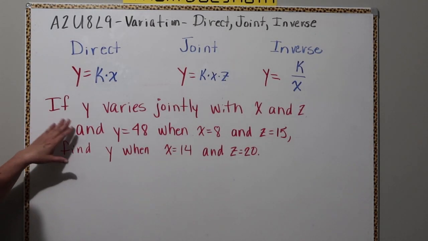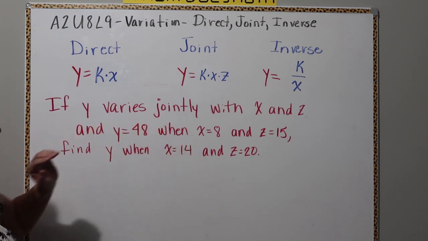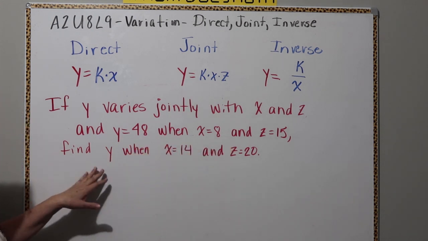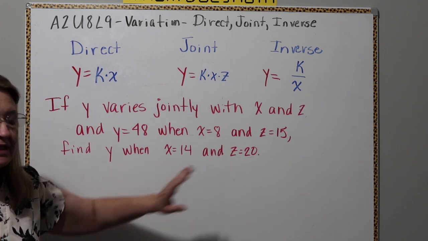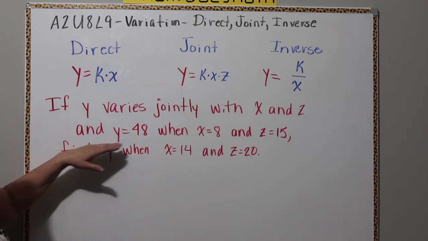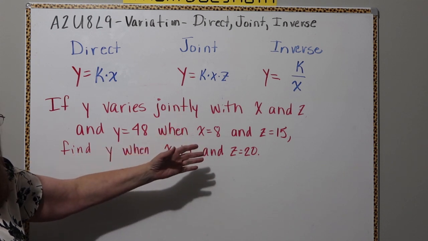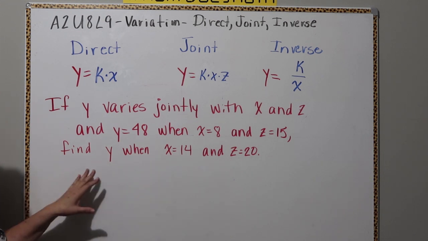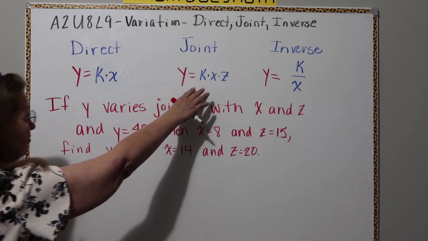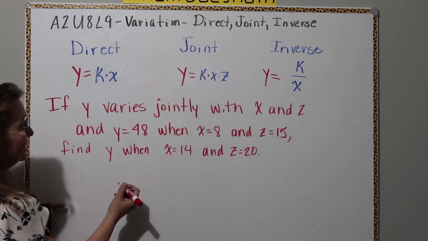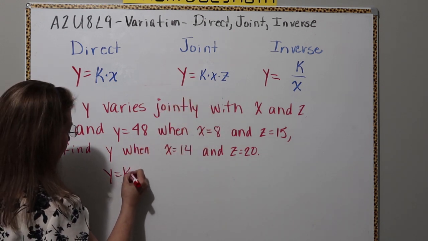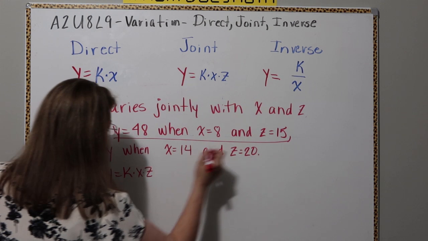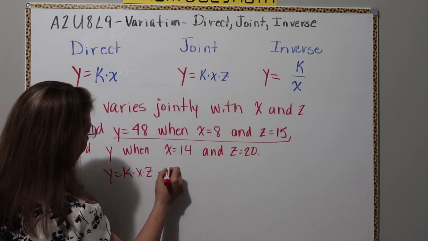So here's our next problem. If y varies jointly with x and z, and y equals 48 when x is 8 and z is 15, find y when x is equal to 14 and z is equal to 20. Now, just like the other problem, we're going to fill in the original scenario to find the constant, and then we'll pull those numbers out and put these in with our constant and see what y is. So first, let's take the model for joint variation. Y is equal to k times x times z, and we'll fill in what we know from our first scenario right here. All right, y is equal to 48.